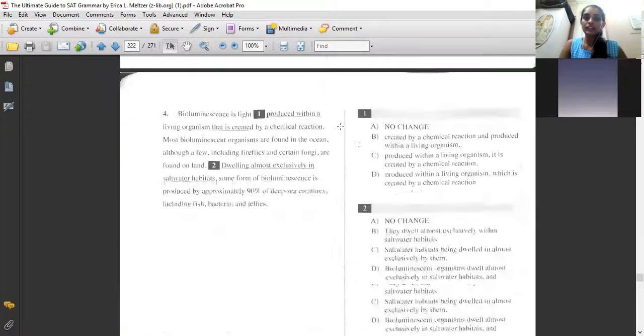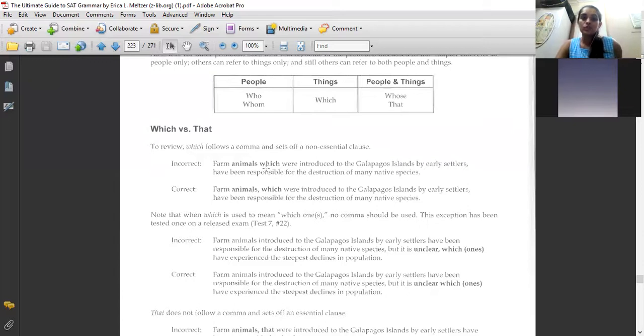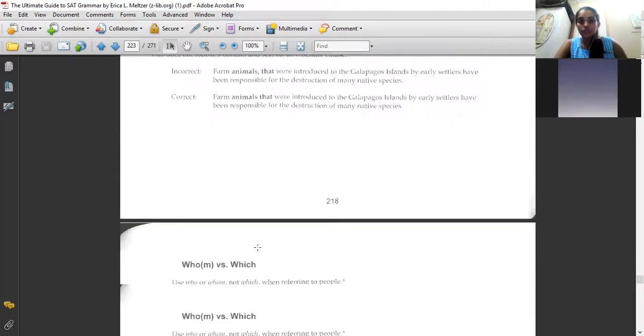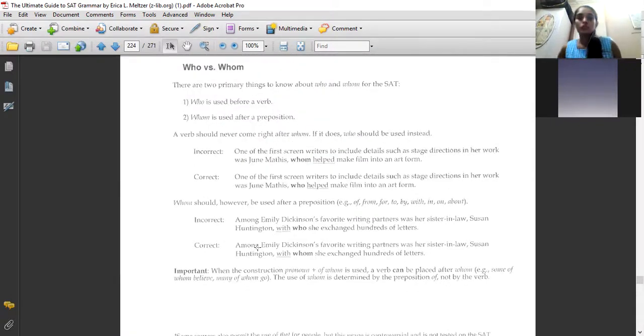And then I think this is the last thing, which is a relative pronoun. For people, you use the words who or whom. For things you use which, and for people and things you use whose and that. Usually the main difference between which and that is which will have a comma before it. That will never have a comma. And a lot of times people get confused when to use who and when to use whom.